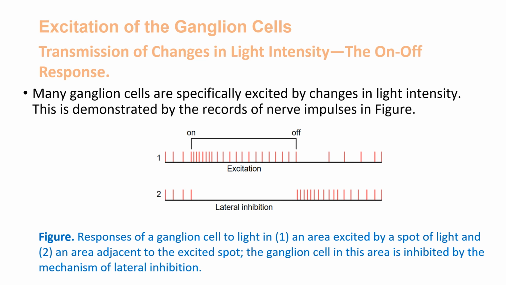Responses of a ganglion cell to light in 1. An area excited by a spot of light and 2. An area adjacent to the excited spot. The ganglion cell in this area is inhibited by the mechanism of lateral inhibition.